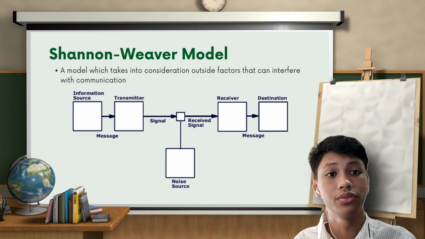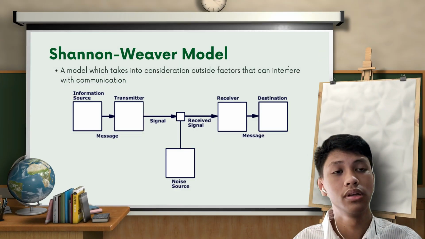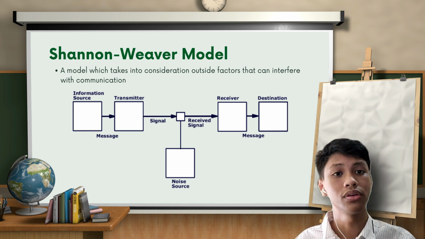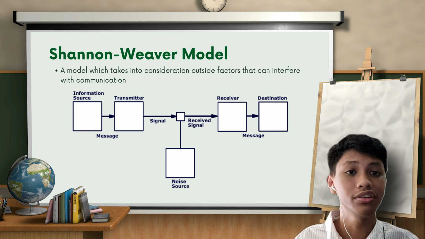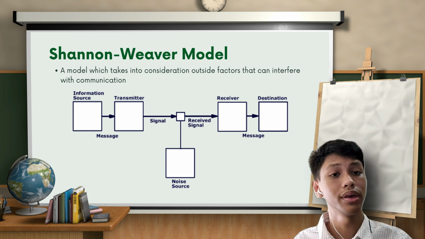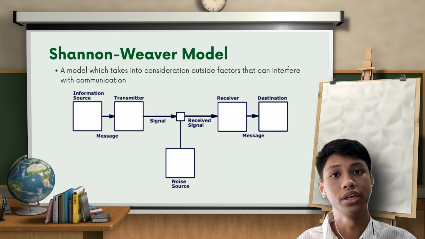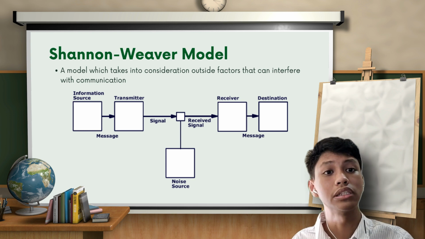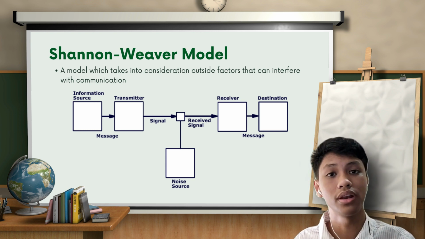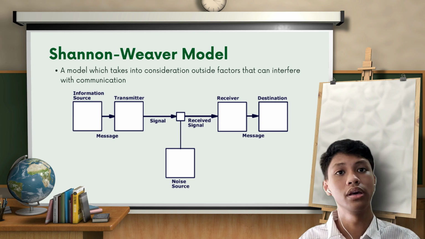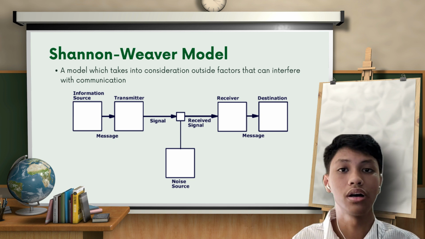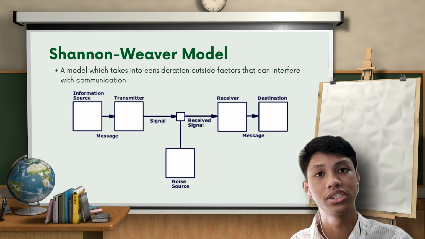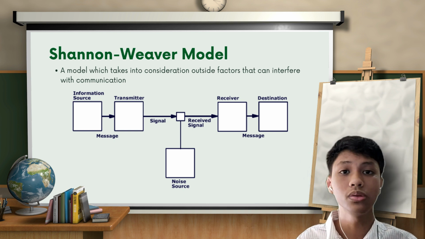Let's look at Shannon-Weaver model for example. This is a great illustration on how communication can be interrupted. We can see how it starts off with the information source sending out a message through a transmitter, and this message travels in the form of a signal. And then the signal passes through a channel which is prone to noise.